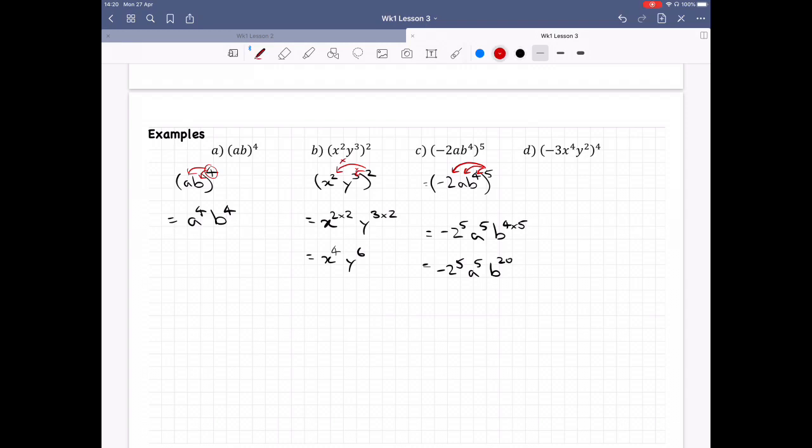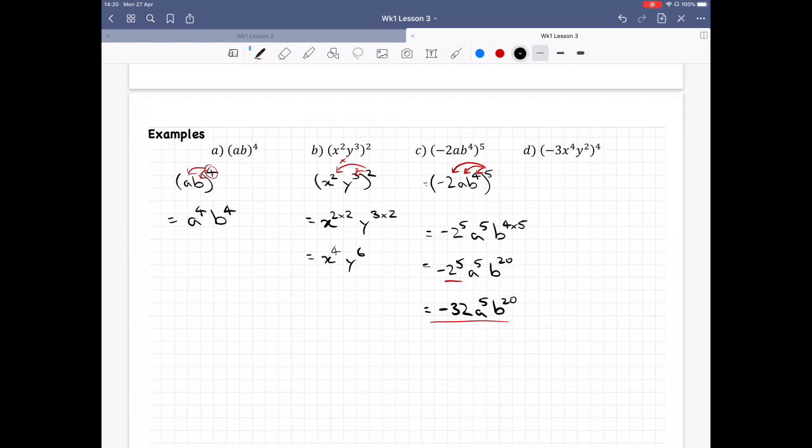And now we're going to focus on this minus 2 to the power of 5. We know that it has an odd power, so our answer is going to be negative. And then we have 2 to the power of 5, so we know 2 to the power of 4 was 16, so 16 times 2 gives us 32, a to the power of 5, b to the power of 20. And that is our final answer there.